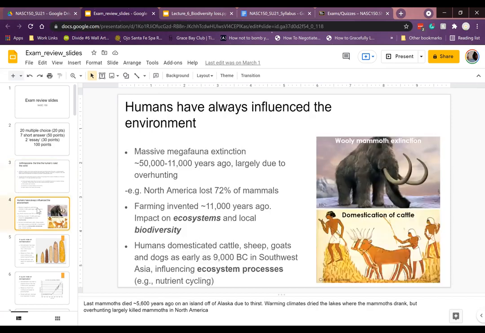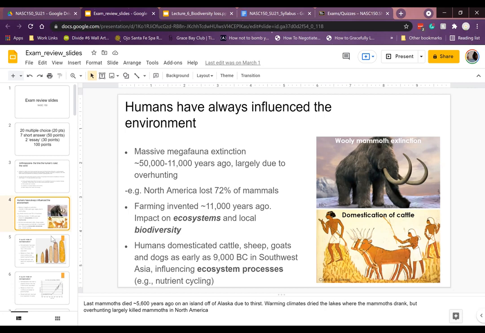Now, we see records of this throughout history. We see massive extinction events, including loss of 72% of all mammals on the continent of North America. And we saw this really come to fruition with the advent of two key industrial applications. The first is agriculture, and that was about 11,000 years ago or so. As we saw in today's class, land use change for agriculture is kind of a big deal. That was the first one, right?